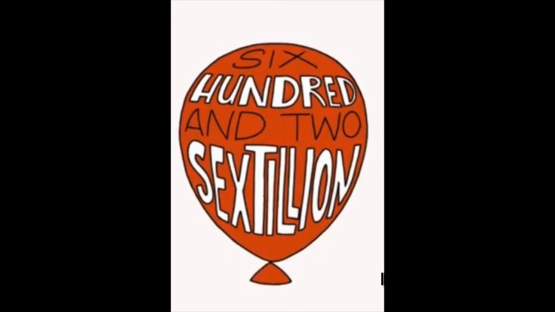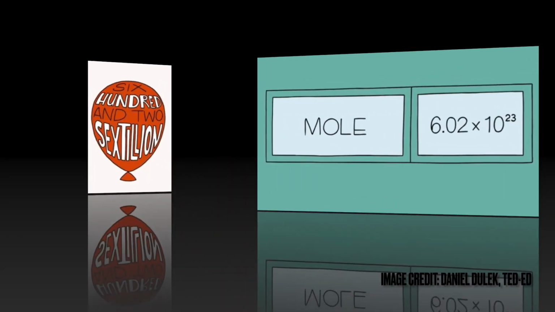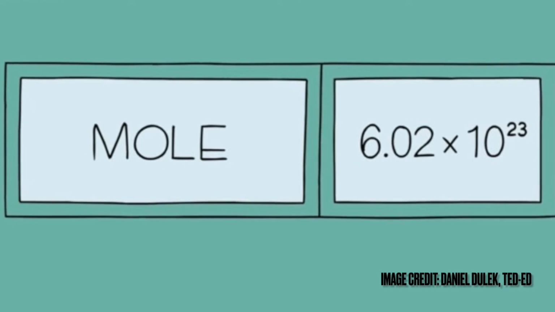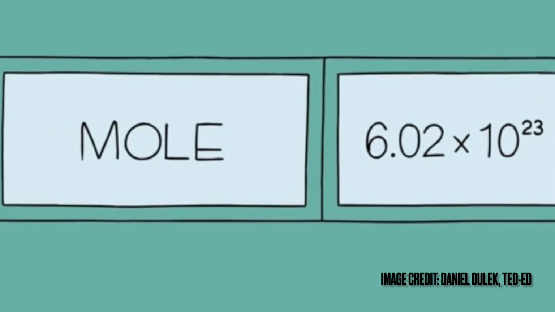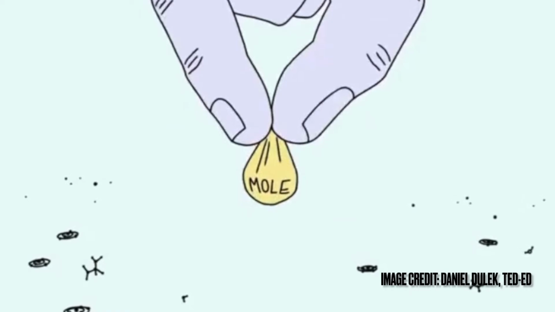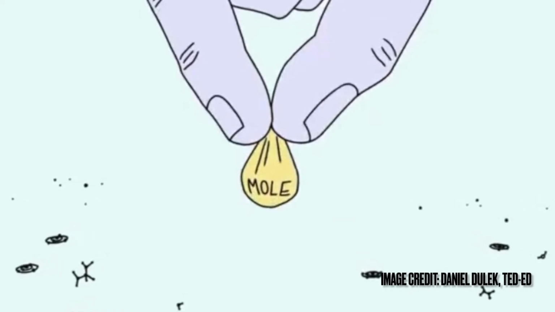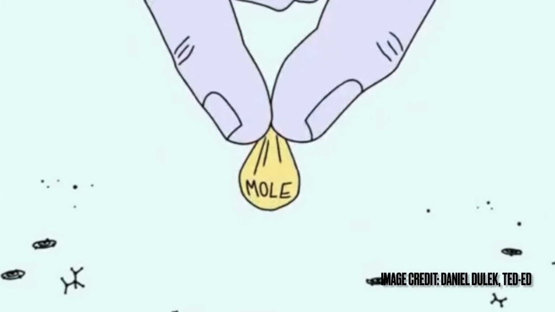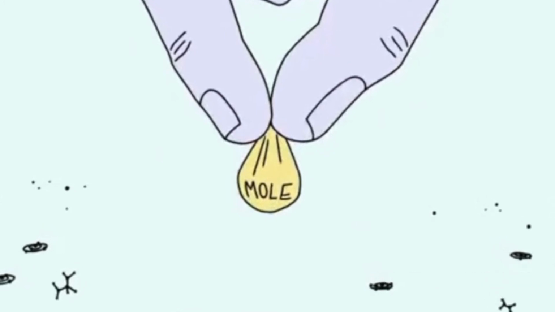It's very entertaining. So this 602 sextillion particle quantity is known as a mole, and the mole is used to represent a quantity. The mole happens to be so large because it is used to reference items that are so small that you can't even see them. We're talking molecules, atoms, chemical entities that you'll be weighing out in the lab.